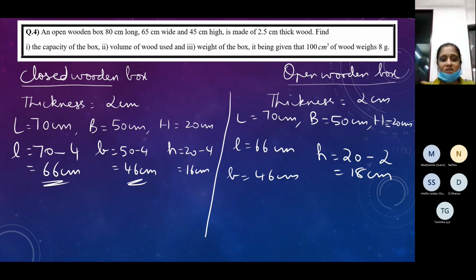So when it is thick, to find the internal dimensions, you must subtract the thickness 2 times, because we'll have to take it off on either side. For length, breadth, height, you should be careful. If it is closed, then you should subtract the thickness 2 times. If it is open, only once. That's all. Once you have the dimensions, it is easy to answer any question.